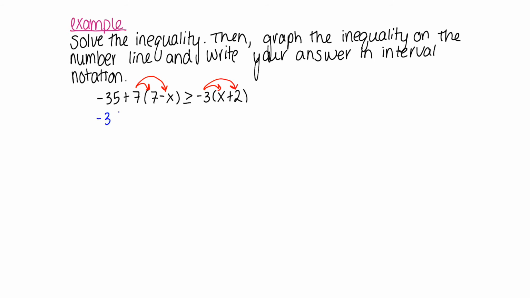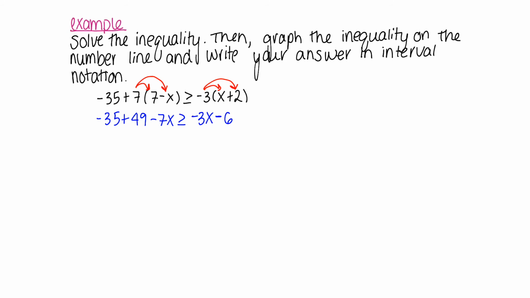So negative 35 comes down. 7 times 7 is 49. Minus 7 times x is 7x. Greater than or equal to, negative 3 times x is negative 3x. Negative 3 times 2 is negative 6, so I'm going to write that as a minus 6.